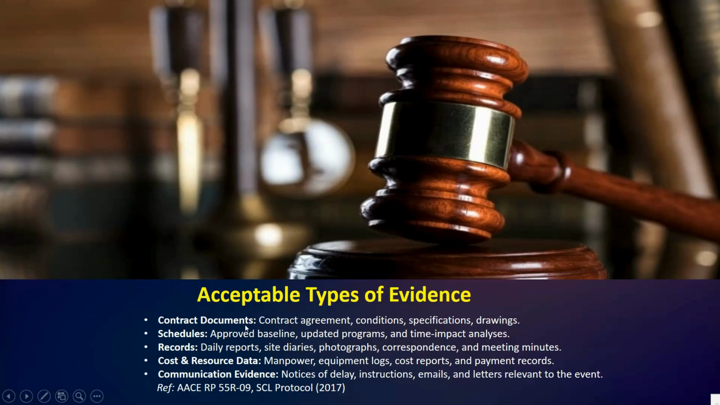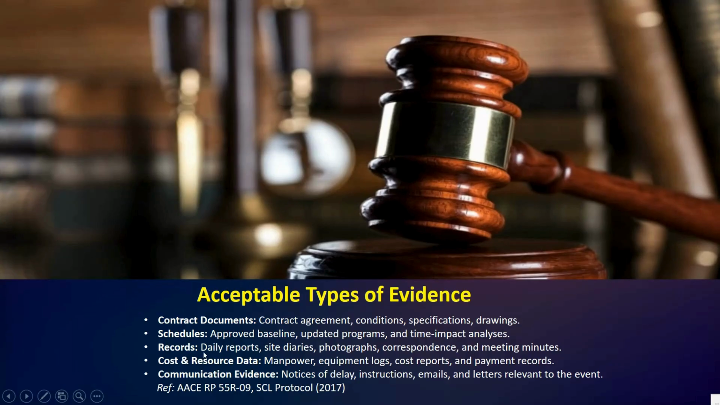First, contract documents. They include the contract agreement, conditions of contract, specifications, and approved drawings. These define your obligations and rights, so they are the base for your entitlement. The second we have here is the schedule. You need the approved baseline schedule, updated programs, and time impact analysis to show the effect of delay on the critical path. These help to prove when and how the delay occurred.